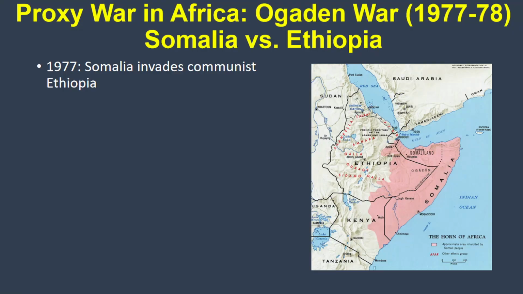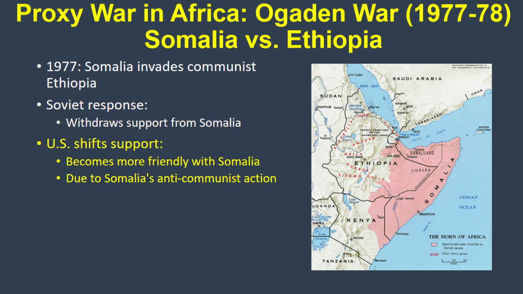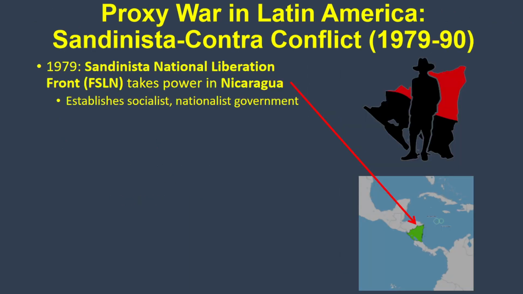But when the Somalians invaded now communist Ethiopia in 1977, the Soviets withdrew their support to Somalia, and the US became more friendly with Somalia because they were fighting communists. Ethiopia won the war in 1978. Let's finish up with Nicaragua.